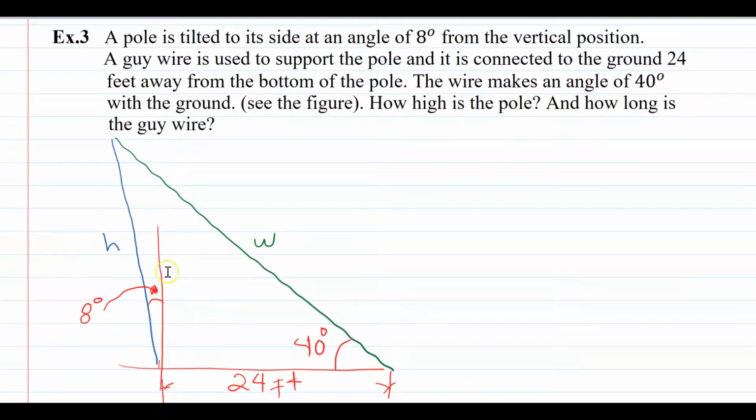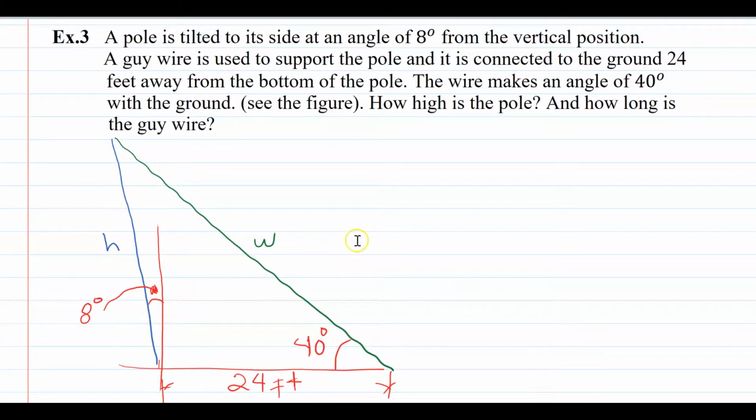So here's our figure. A pole is in blue. We want to find the height of this. And the guy wire in green, it's connected from the top of the pole to the ground. And the distance from the bottom of the pole to the spot where the guy wire is connected is 24 feet. The guy wire makes an angle of 40 degrees, and here the pole is tilted to its side with an angle of 8 degrees. So this angle here is 90 degrees plus 8, a total of 98 degrees.